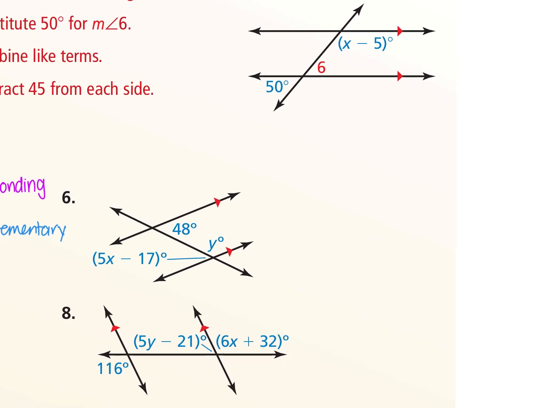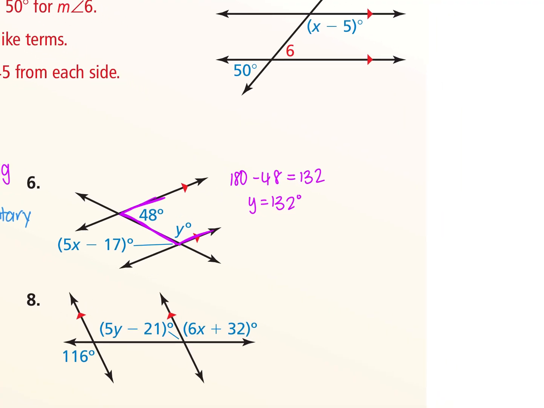Okay, number 6. I'm going to go ahead and find my y first. So looking at y, that's right here, and kind of circled in purple. I'm going to do 180 minus 48. It's going to give me 132. So y equals 132. And these are consecutive interior angles.